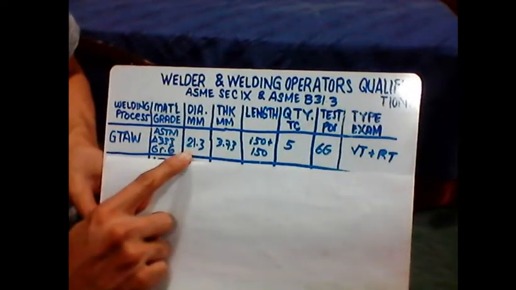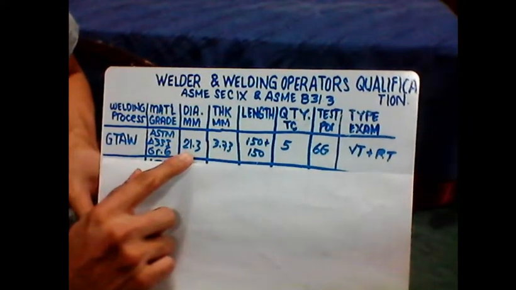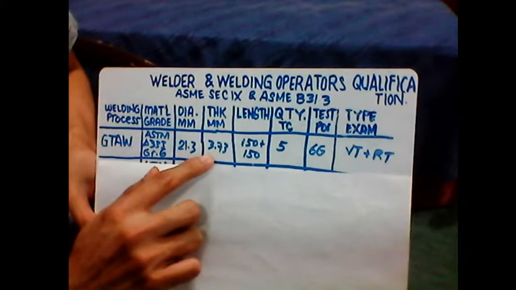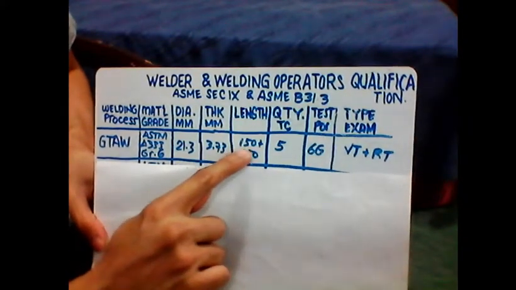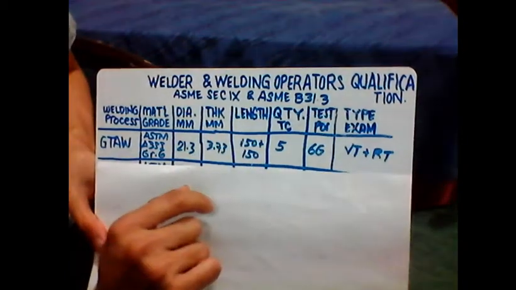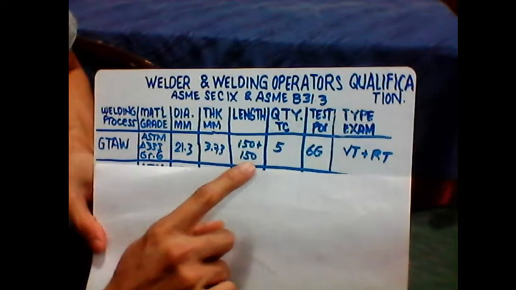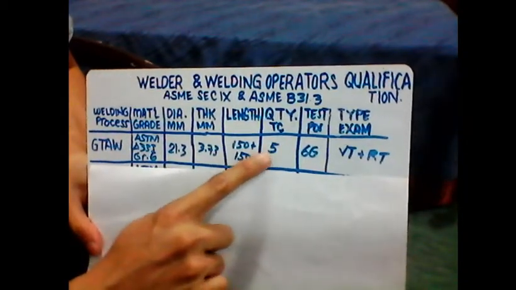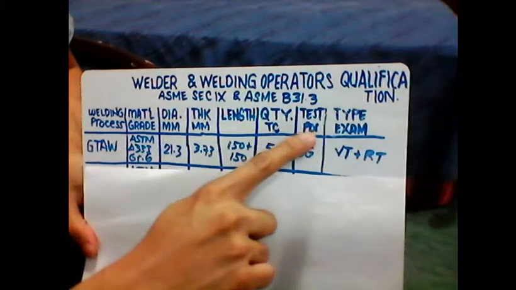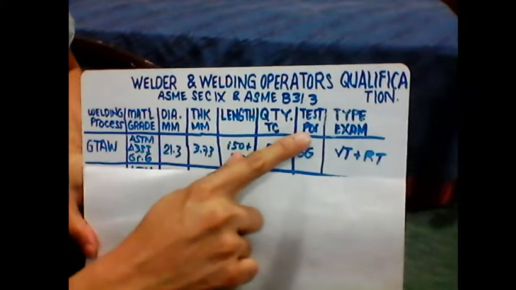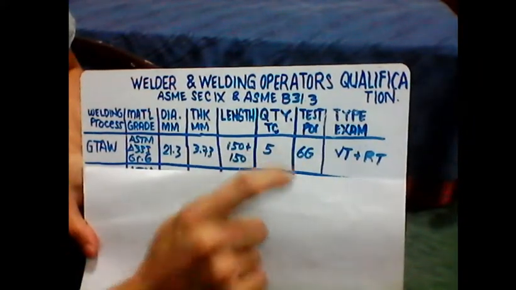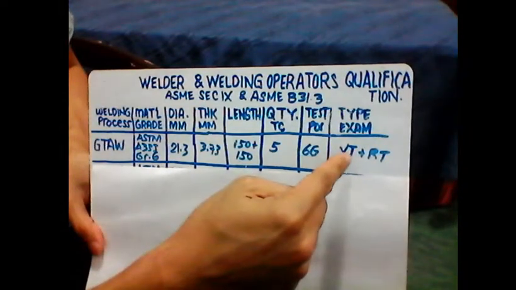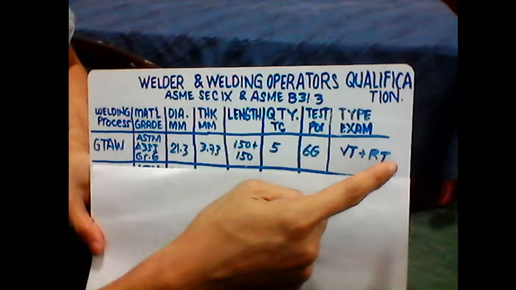So the diameter in millimeter is 21.3, the thickness (THK) in millimeter is 3.73, and the length is 150 millimeter plus 150, so it's equivalent to 300. Okay, the quantity of test coupon or TC is 5, and the test position, test POS, is position 6G or 45 degrees. Then the type of examination will be visual test or VT plus the RT, or radiographic testing.